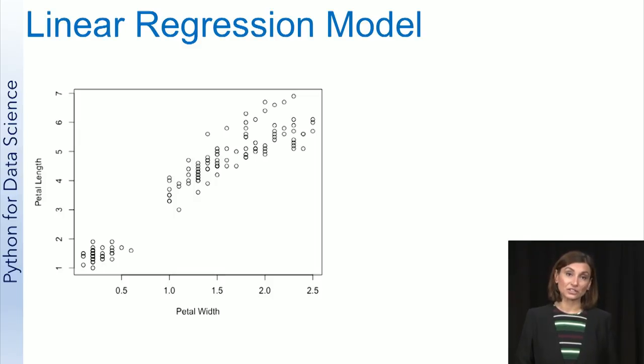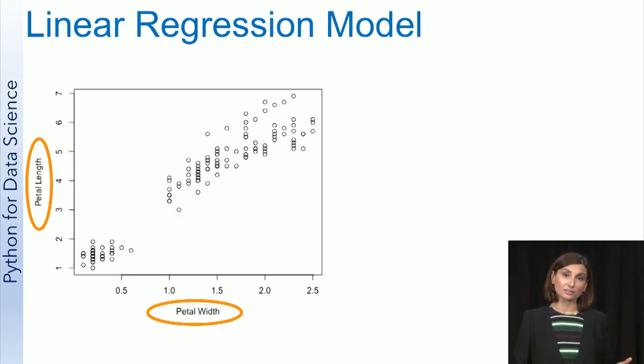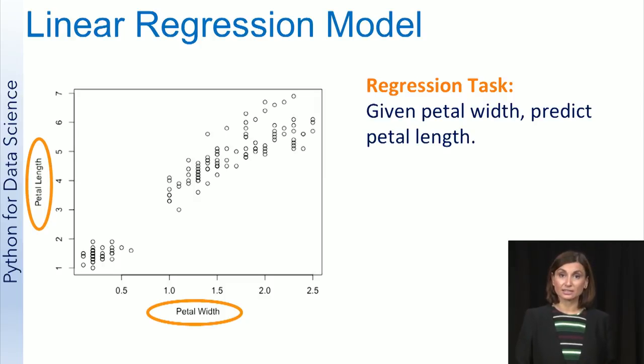To see how linear regression works, let's take a look at an example from the iris flower dataset, which is a commonly used dataset for machine learning. This dataset has samples of different species of iris flowers, along with measurements such as petal width and petal length. Here, we have a plot with petal width measurements in centimeters on the x-axis and petal length measurements on the y-axis. Let's say that we want to predict petal length based on petal width. Then the regression task is this. Given a measurement for petal width, predict the petal length.